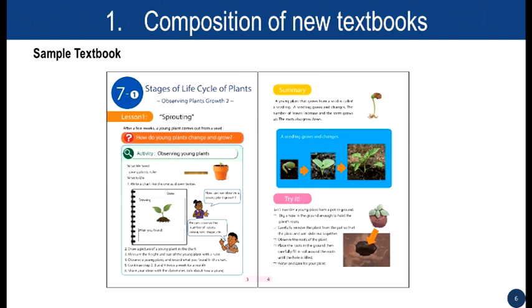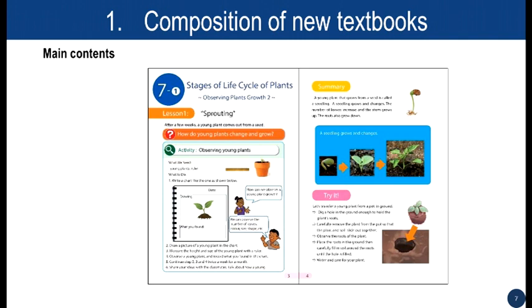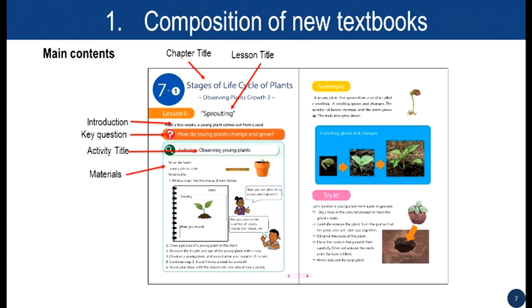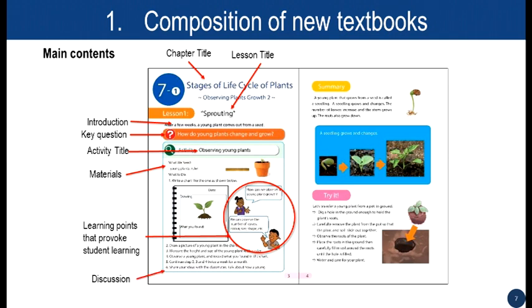Now, you can see a sample of a textbook. We are going to look at the textbook and the different parts in the textbook. Firstly, we have the chapter title. Then we have the lesson title as shown, the introduction, and then the key question, the activity title, and then the materials used in the activity. Learning points that will provoke student learning. We have some discussion points, the summary, and some challenge questions.